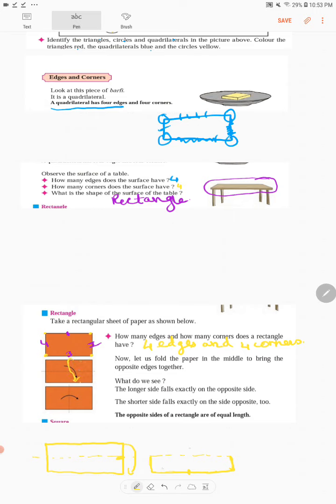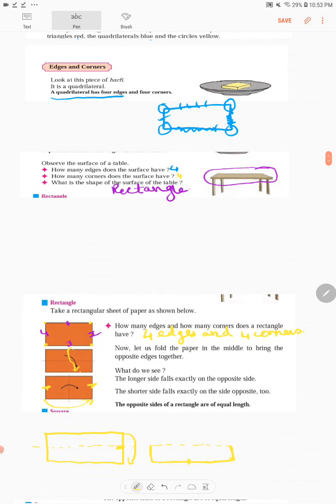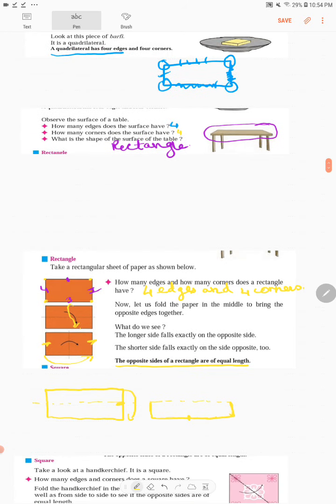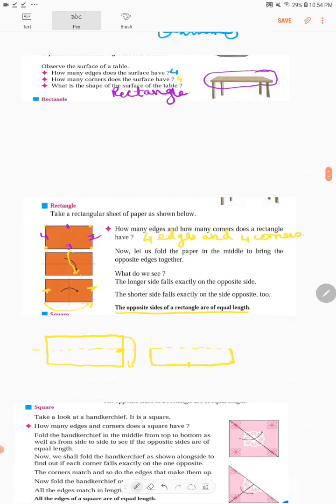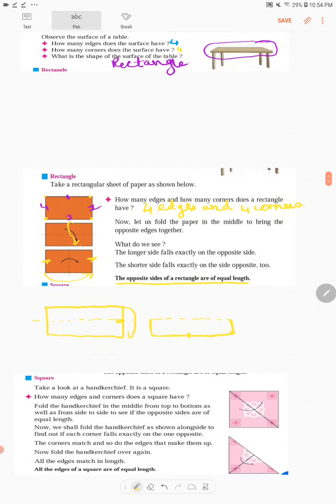Even if I fold it this way, this side will be equal to this side. So the most important property of a rectangle is that the opposite sides of a rectangle are equal. Now you take a rectangular piece of paper and fold it and see. The opposite sides will be exactly equal. Now similarly we'll come to the square. If you have a handkerchief, use a handkerchief.